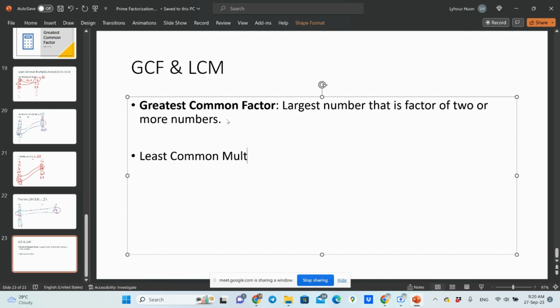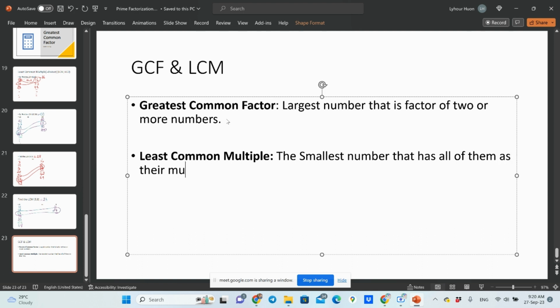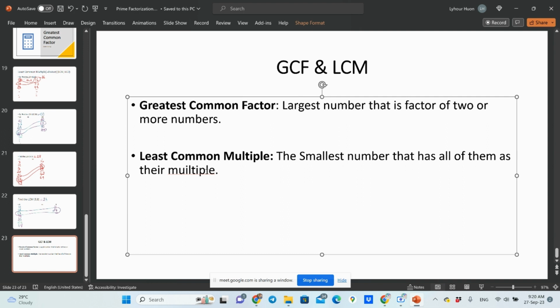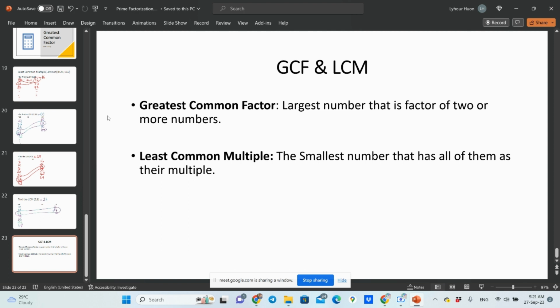How about the least common multiple? The smallest multiple. Easy: what is the smallest multiple that they have in common? By the definition, it is the smallest number that has all of them as factors, that is, all of them as divisors of it. Okay, these are the definitions. So let's do some exercises.